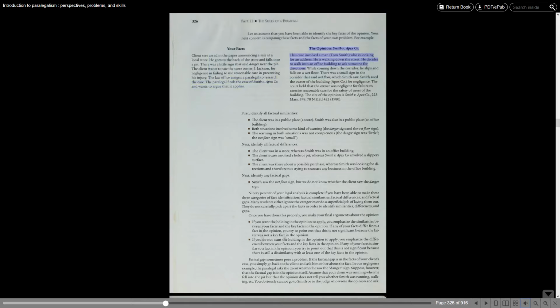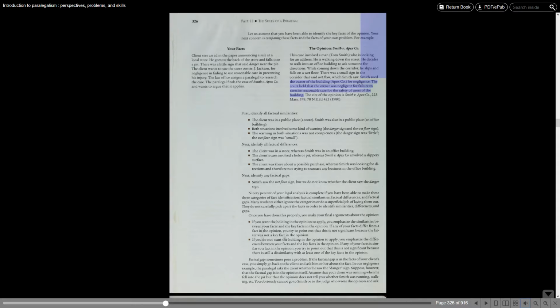Apex Co. This case involved a man, Tom Smith, who is looking for an address. He is walking down the street. He decides to walk into an office building to ask someone for directions. While coming down the corridor, he slips and falls on a wet floor. There was a small sign in the corridor that said wet floor, which Smith saw. Smith sued the owner of the building, Apex Co.